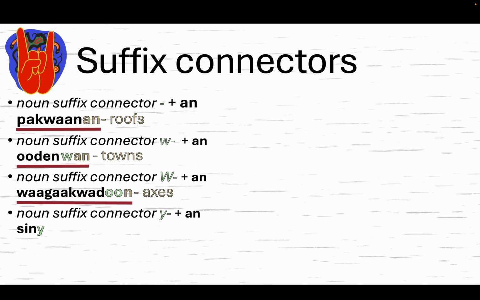Now we're going to show you what happens when you add the plural suffix to a y suffix connector. So when you add the plural suffix an to a y suffix connector, the y and the a morph together to form a double I sound. So sin for rock, sinin for rocks, plural.